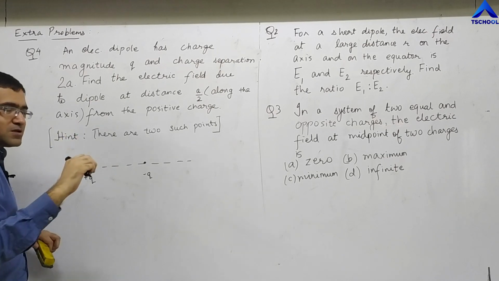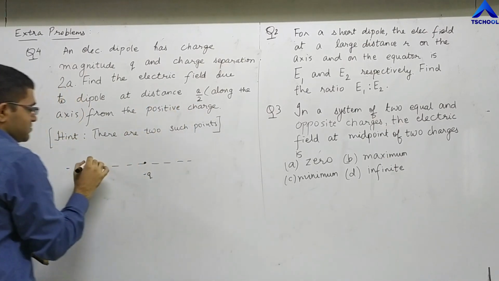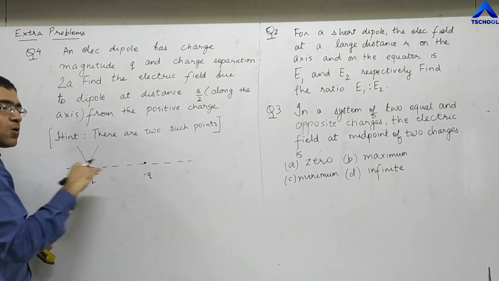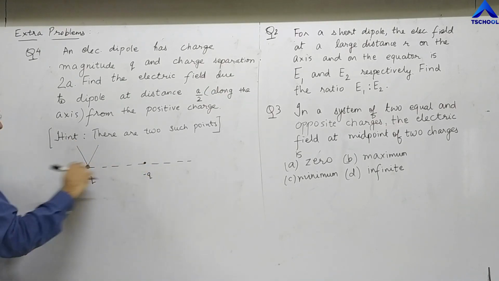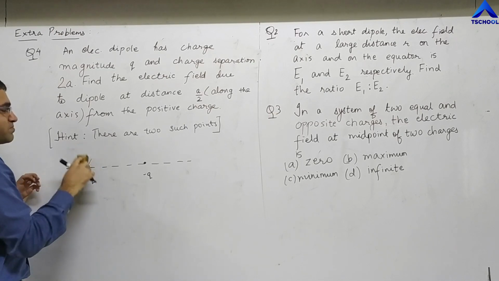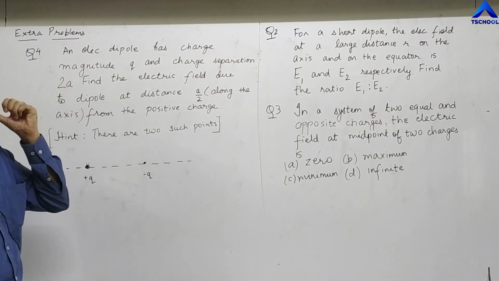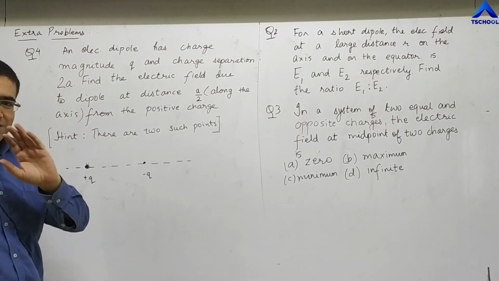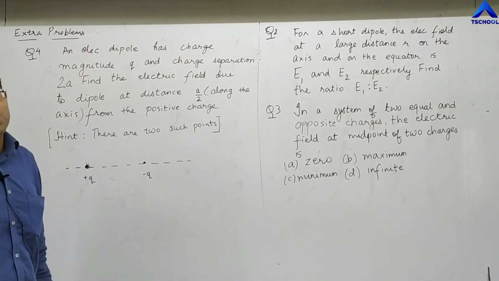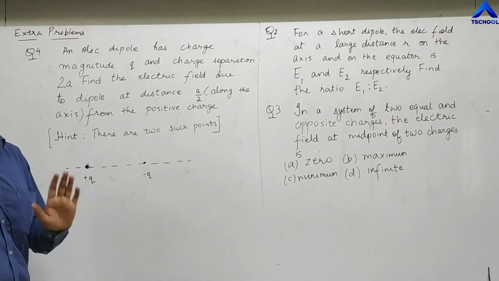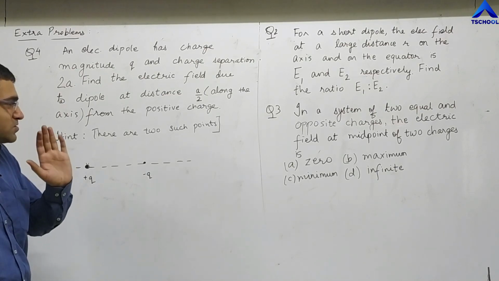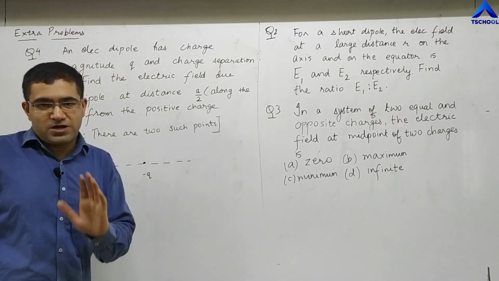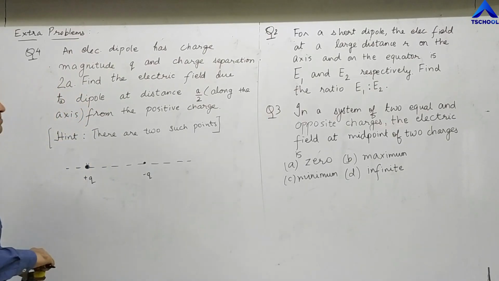I repeat, that distance A by 2 is not to be measured here or here. It's to be measured along the axis, so left or right. Please be careful with it. Like I've given you a hint, there are obviously two such points, and that means you will get two different answers. And I also want you to find out the direction. Please be careful.